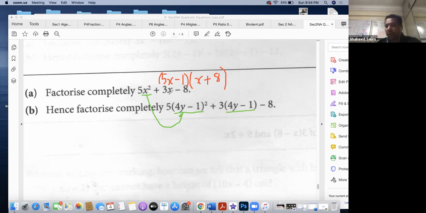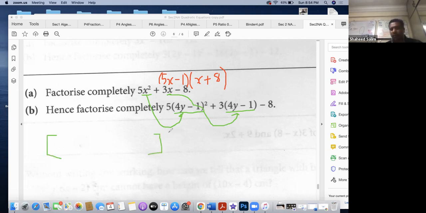What am I going to do? I am going to replace it with this. How? Now I take a very big bracket, like that. See what you are doing? Bracket times bracket. I do bracket times bracket also. This one for this one. So they say 5x, 5. But instead of putting x, I put the bracket. What's the bracket? 4y minus 1.